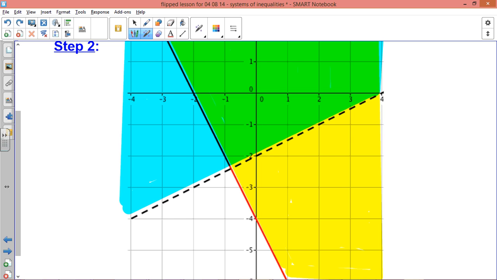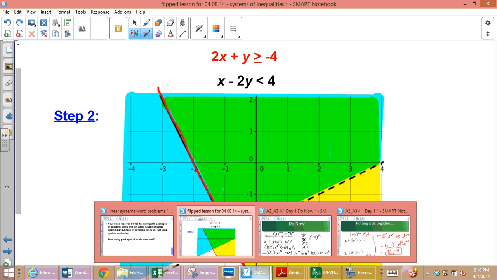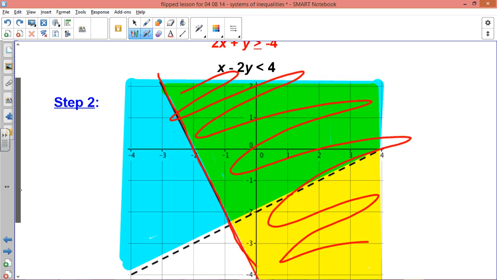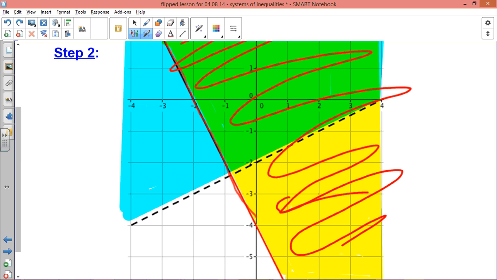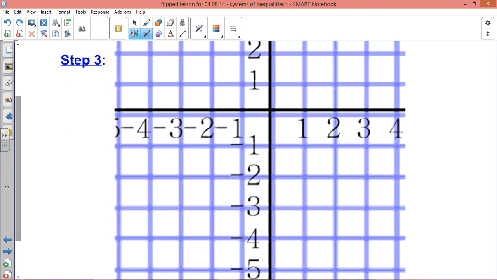Okay, let me clear that. And the second one, this solid line, the black line here, I shade above it, which is right over here. So these are both shaded right here, so you need to draw that in on yours. And then finally, I figure out what was the overlap between those.